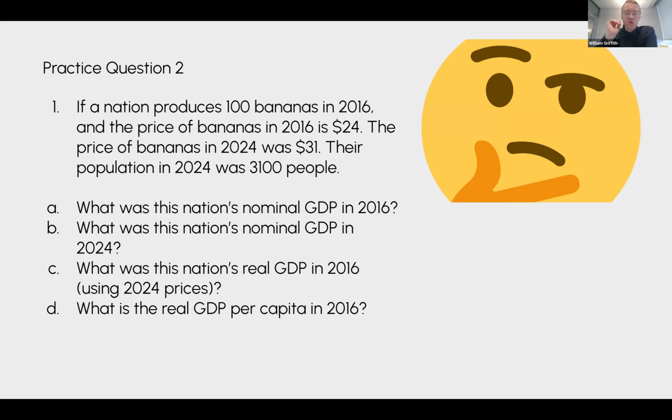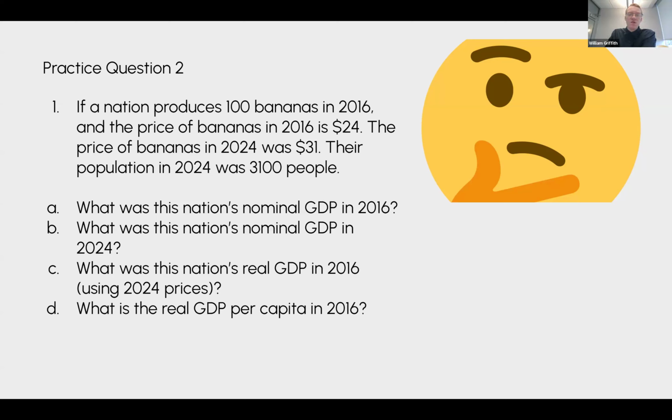So now let's use the real GDP of 2016 using 2024 prices. So we have 100 bananas, the 2016 quantity of 100 bananas times the 2024 price, $31. So $3,100 would be the real GDP in 2016 bananas.